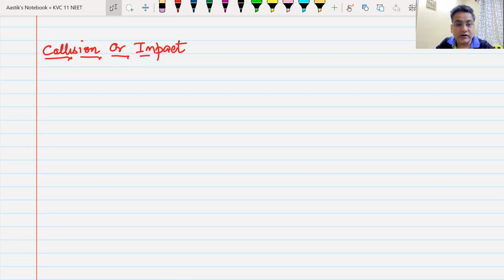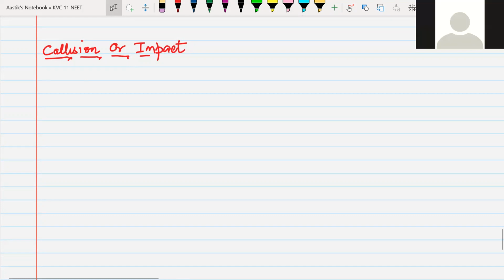Can you give an example of a collision? A bat hitting a ball is a collision. Hitting something with a hammer is a collision. So what happens in a collision?